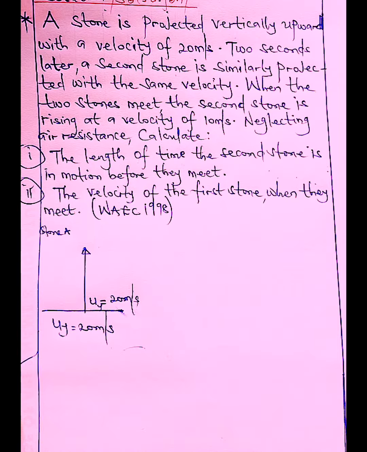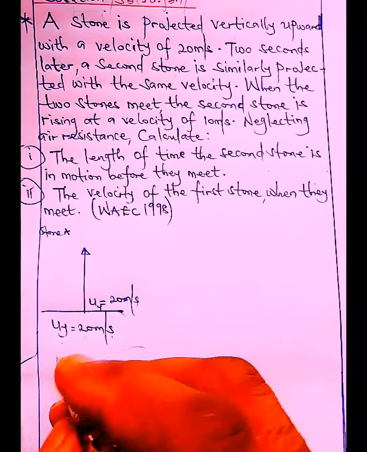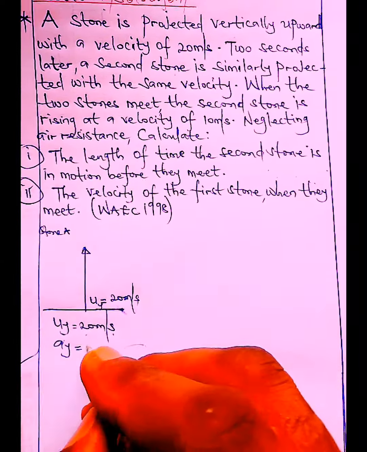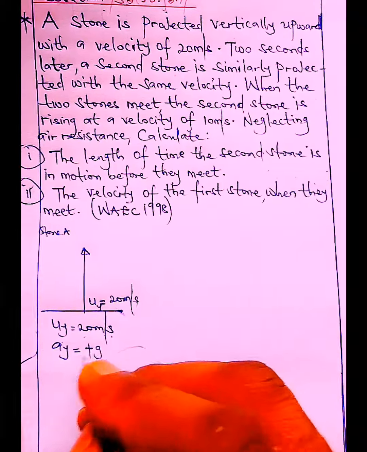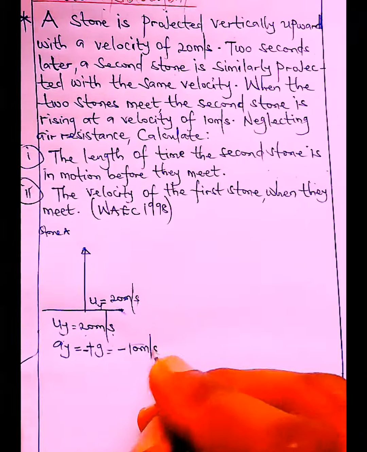So when the body is being thrown up, it means gravity is being disobeyed, so it's going to be a negative gravity. While when the body falls, gravity is being obeyed, so it's going to be a positive gravity. So initial velocity along the y-axis is 20 meters per second. Then acceleration along the y-axis is going to be, I beg your pardon, negative gravity, which is minus 10 meters per second squared.